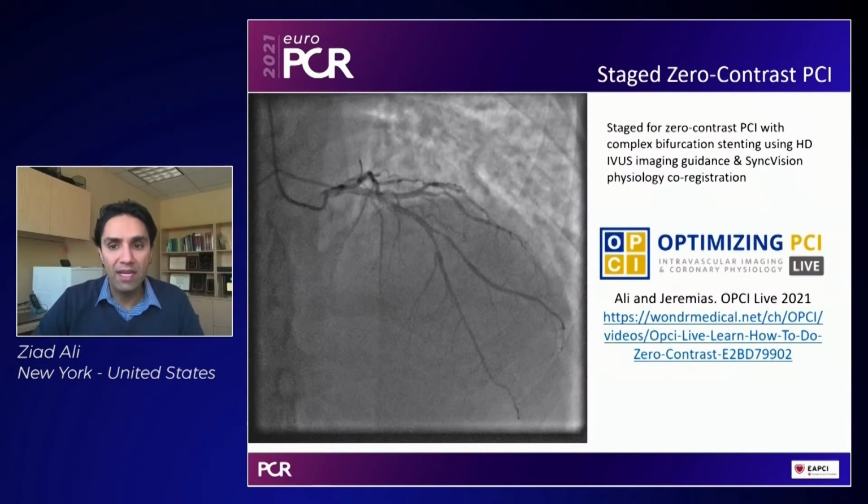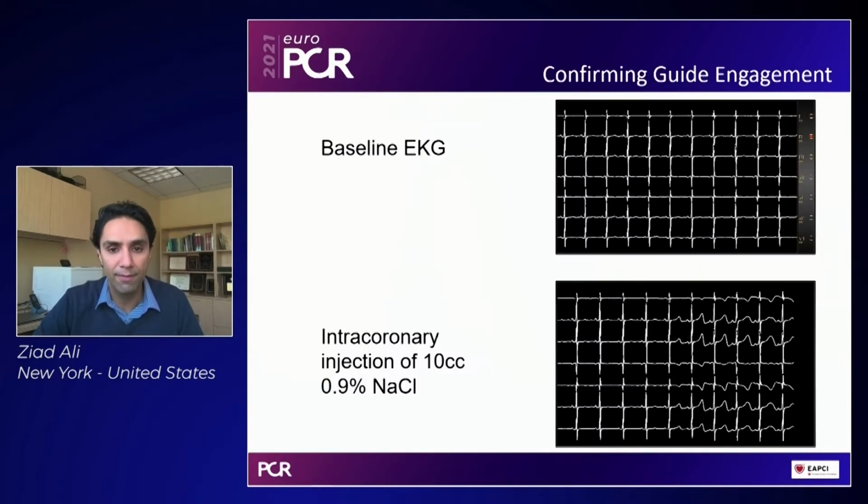So we performed a stage 0 contrast PCI of this complex bifurcation with HD IVUS imaging guidance and SyncVision physiology co-registration. For more details, you can actually link on this and see the entire case. Now, there are some key steps to understanding that can help your ultra-low contrast PCI.